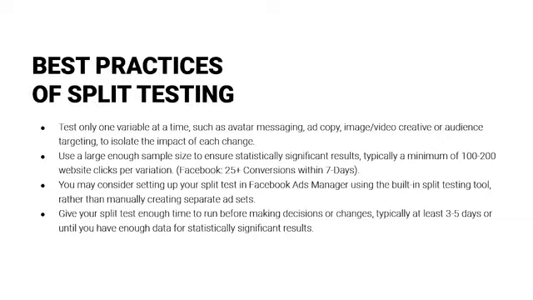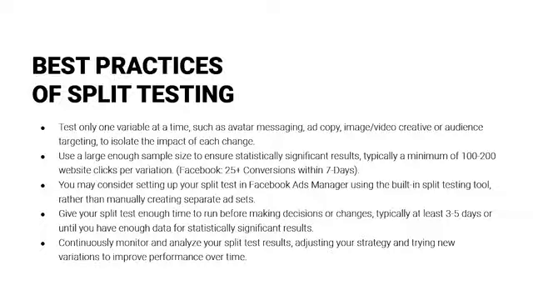Give your split test enough time to run before making decisions or changes. So typically at least 3 to 5 days, or until you have enough data for statistically significant results. Just like I mentioned before, if you have a lower budget and you only have 10 or 15 clicks over the week, again, you may want to consider raising the budget so you can get 100 to 200 clicks to really get some easy, better baselines. That also means you're going to want to extend out your test if you have a low budget so you can see those baselines really start to develop.